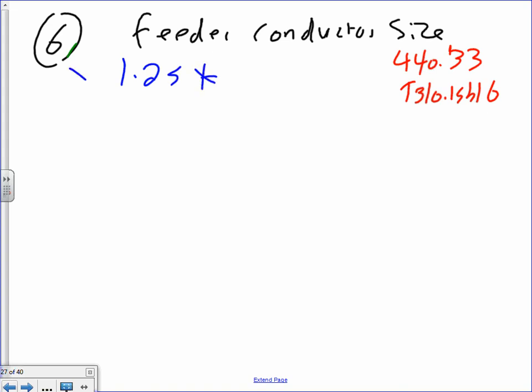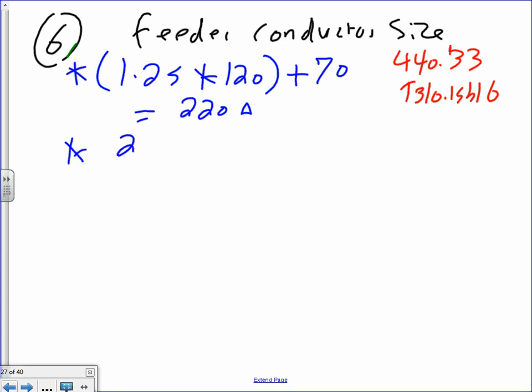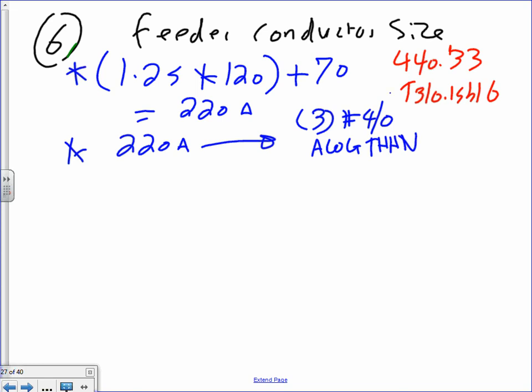And then you start your math. 1.25, multiply this baby by the largest motor, 120, plus 70. This will get me a healthy 220 amps. Then you take the 220 amps to table 310.16 on the 75 degree column, and you get yourself three conductors number 4 AWG THHN, or it could be THHW or whatever the installation. Your default is THHN unless you know otherwise. See how easy that is, guys? Which column do we go to when we go to the 310.15B16? Always the 75 degree.